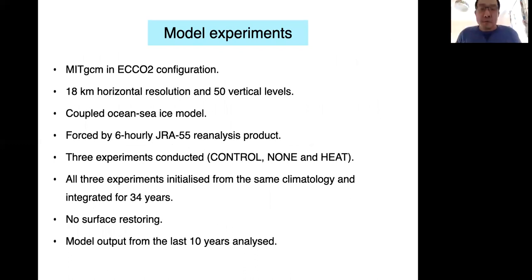So the model we use to address those questions is the MIT Ocean General Circulation Model, and it's eddy permitting. It has a horizontal resolution of 18 kilometers and 50 vertical levels. It's a coupled ocean sea ice model forced by a 6-hourly Japanese reanalysis product. So in some ways, this is a typical global ocean model.